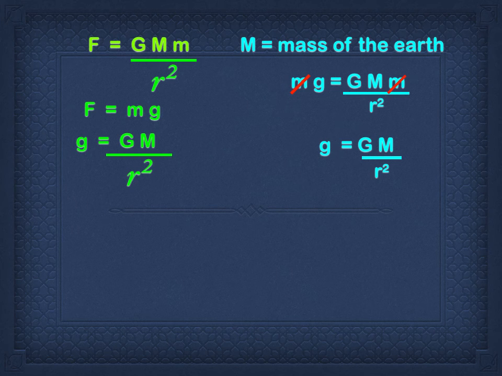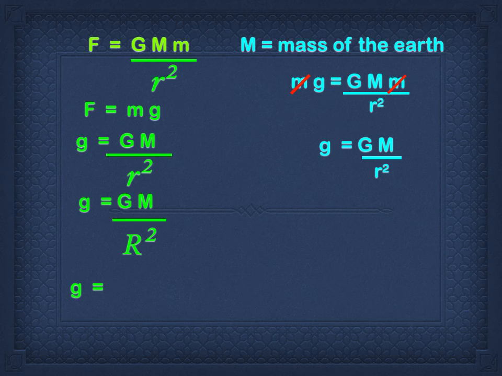Now the small letter r can be replaced by capital R because the object is situated on the surface of the earth, as we have said earlier. So the radius of the earth. So hence we can replace small letter r by capital letter R. So what do we get? Now we substitute the values of G, M and R in the equation.